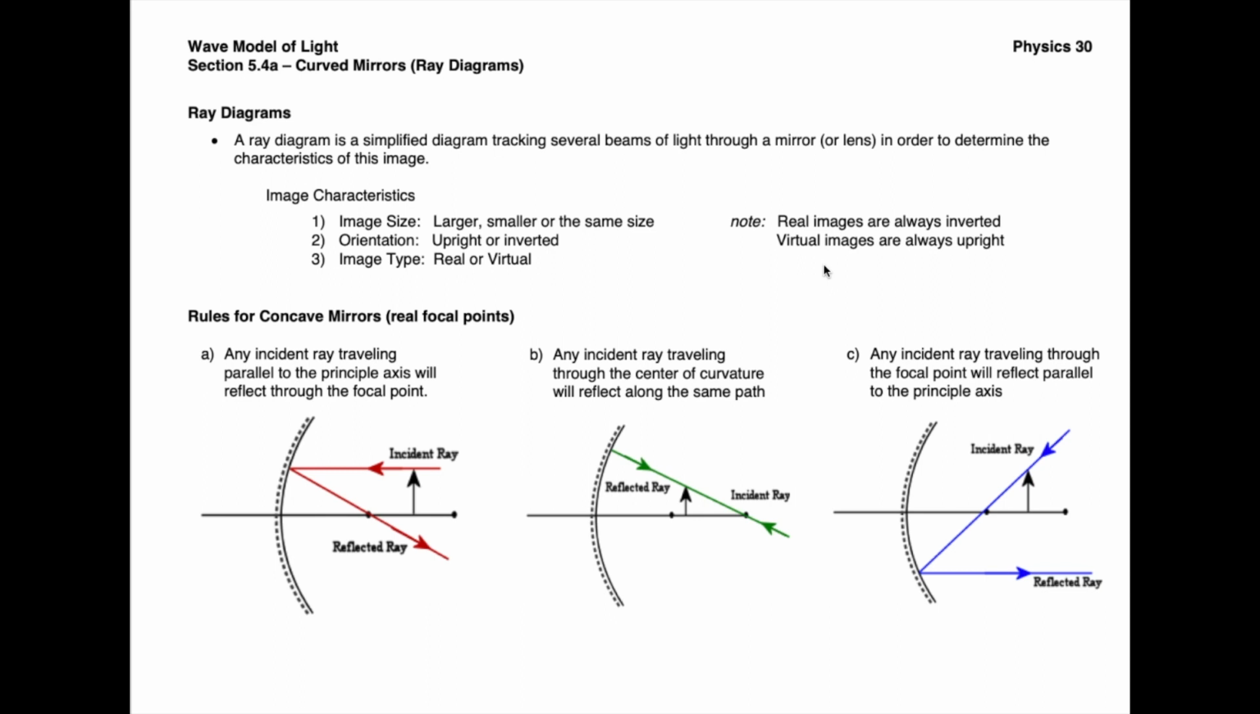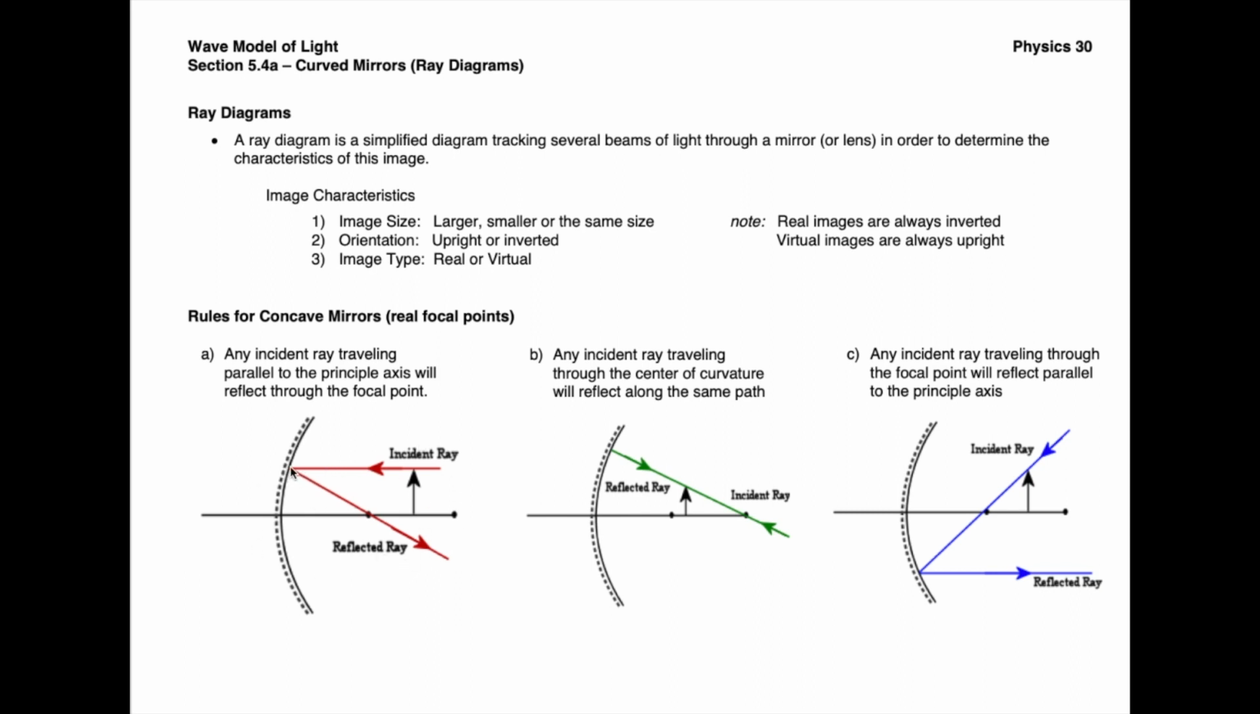If it's upright, then it has to be a virtual image. And we'll again draw 3 different rays going through there. Once again, though, you only need to draw 2 of them actually to come up with the correct image position. So the first 2 are the ones I would recommend drawing. The third one can be drawn as well, but usually these ones are going to be a bit simpler to put together. So this first one here, any incident ray that's coming parallel to the principal axis is going to reflect through that focal point.